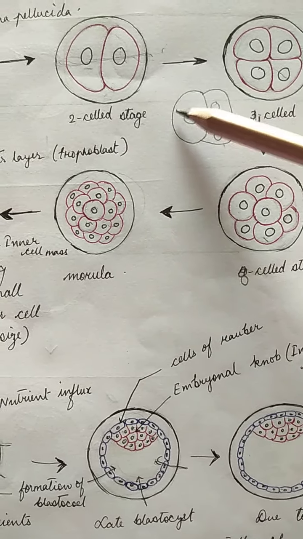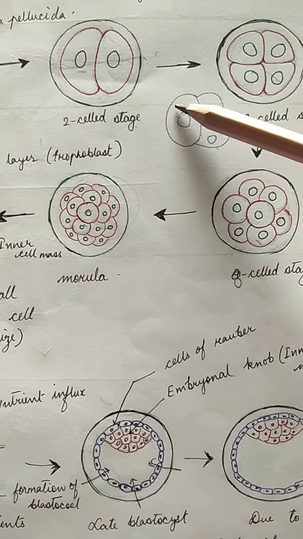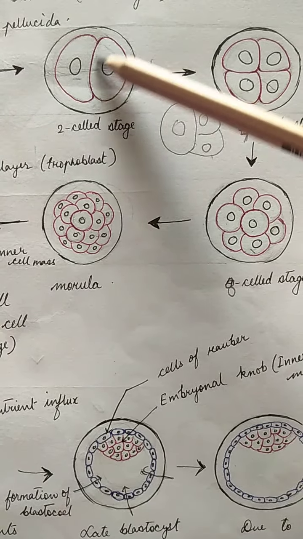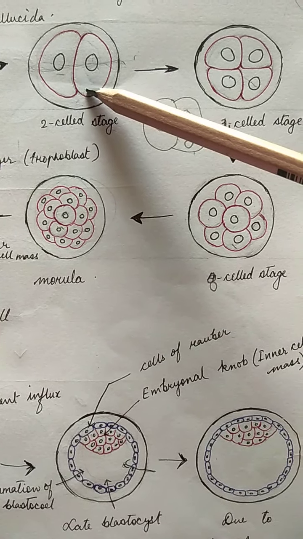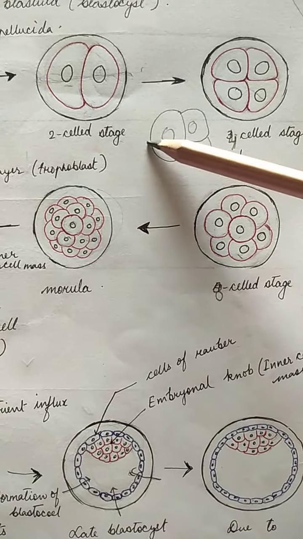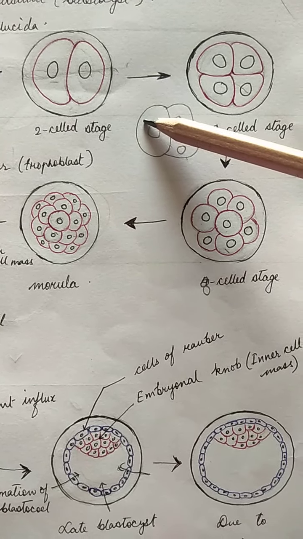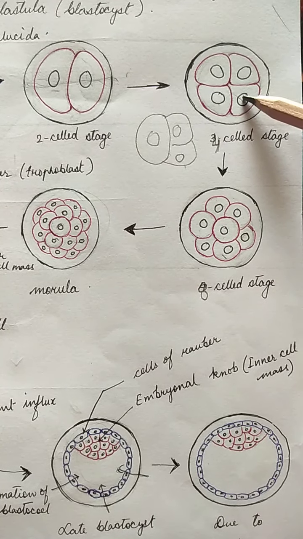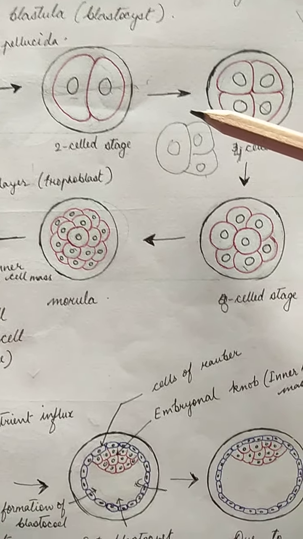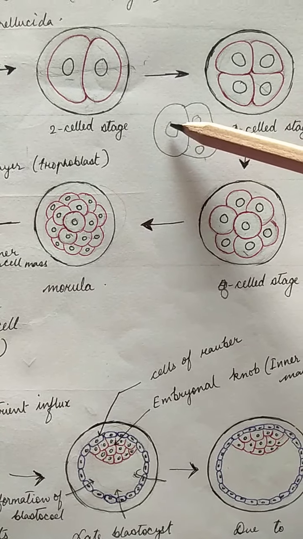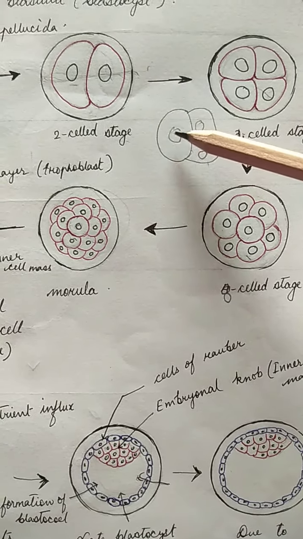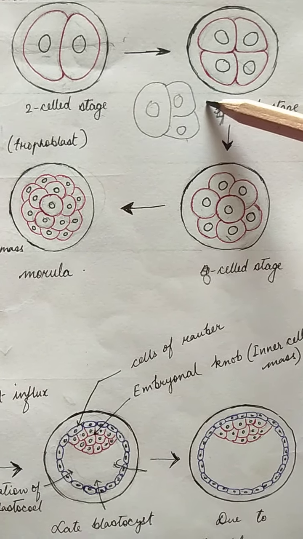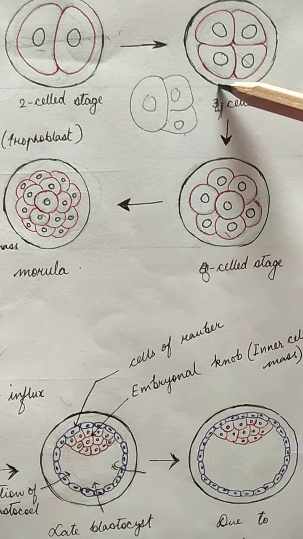The second cleavage occurs at right angle to the plane of the first. That is, it is an equatorial division, thereby forming four cells. The large cell divides a little faster than the other, hence a transitory 3-cell stage is seen before the 4-cell stage of the embryo is reached.